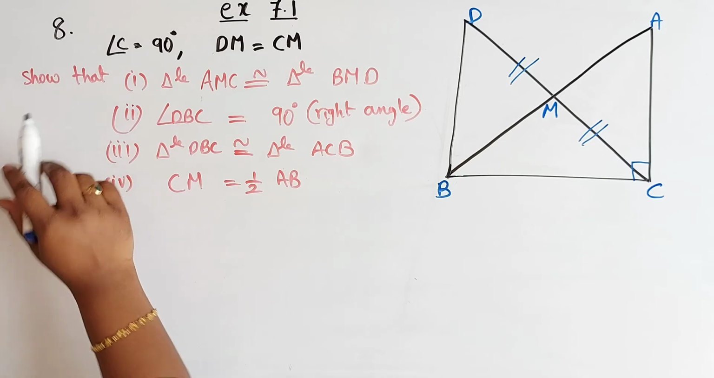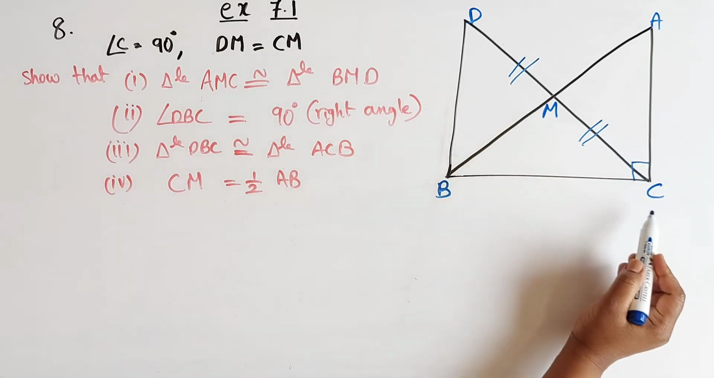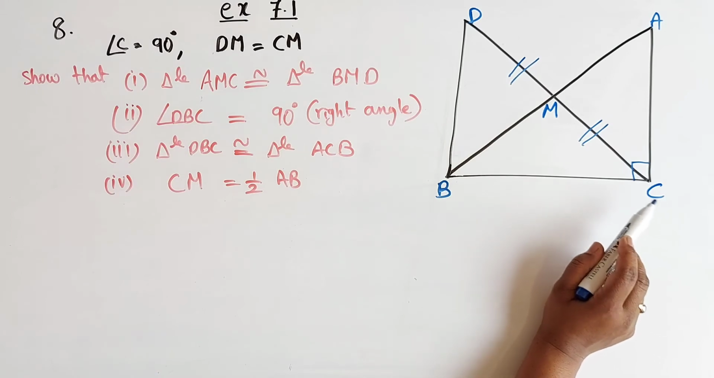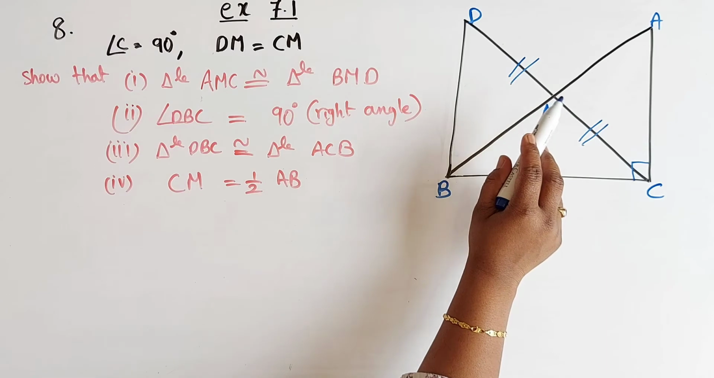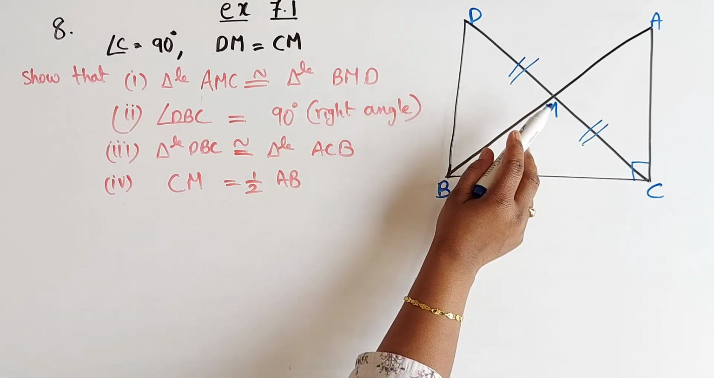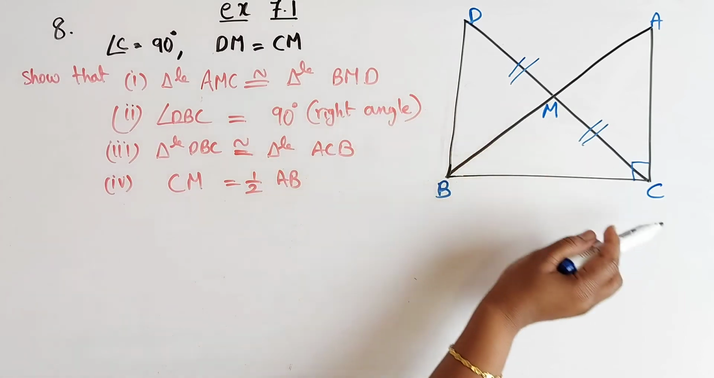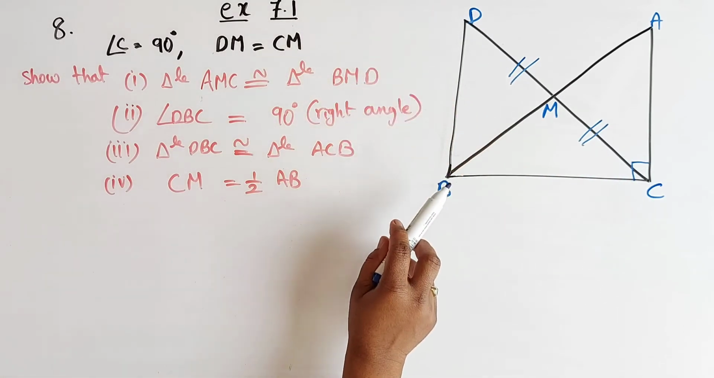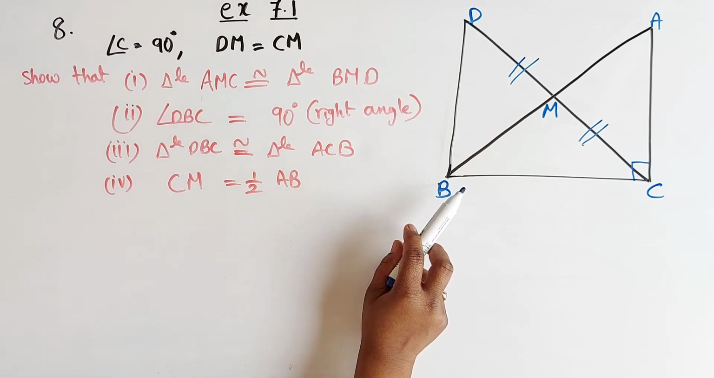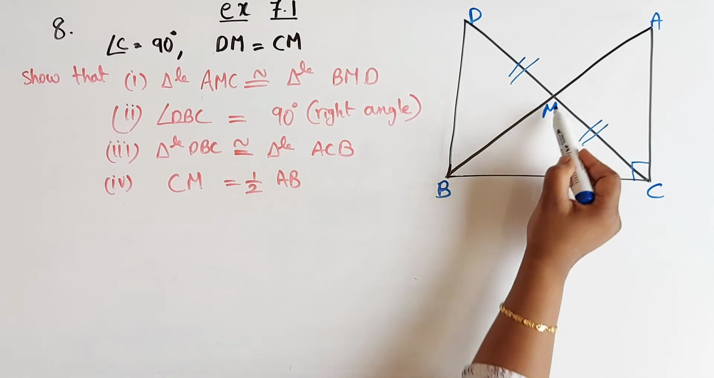Question 8, children. In a right angle triangle ABC, right angled at C, that means angle C equals 90 degrees. M is the midpoint of hypotenuse AB. C is joined to M and produced to point D such that DM equals CM. Point D is joined to point B. Show that triangle AMC is congruent to triangle BMD.